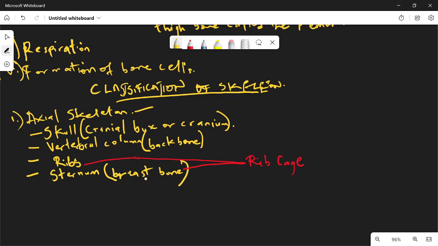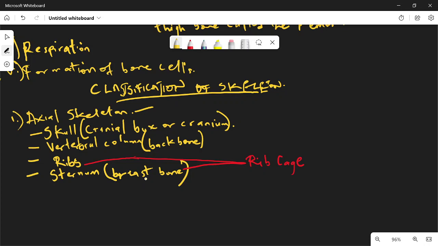The skeleton is made up of the skull, the vertebral column or the backbone, the ribs, and the sternum, which is also called the breastbone. Are we together? The breastbone or the chest bone. The ribs and the sternum make up the rib cage.